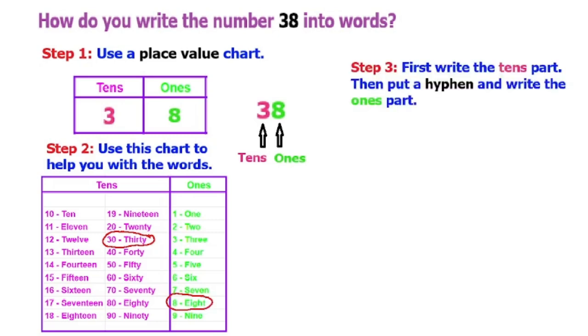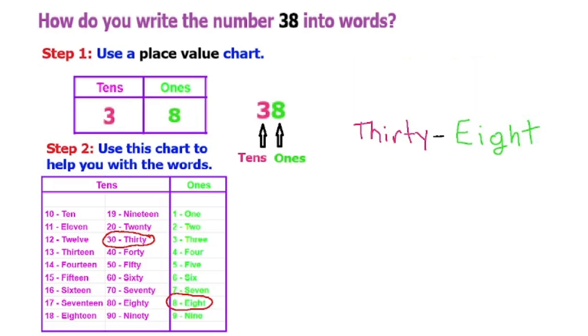So the next thing you do is first you write the tens part. Then you put a hyphen and write the ones part. So let me do that. So it's going to be 30. Now I put a hyphen and then I put in 8. And that's it. 38. That's how you write it out.